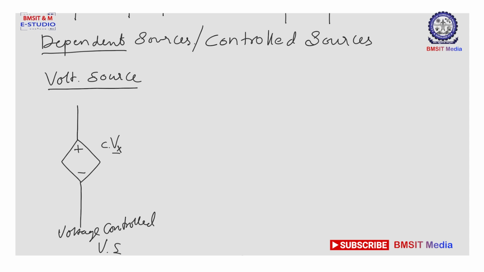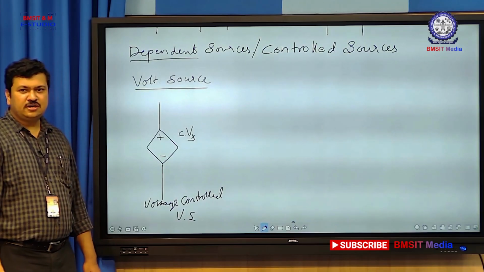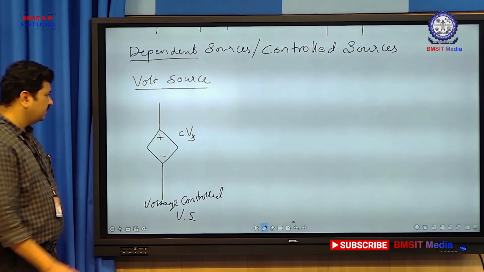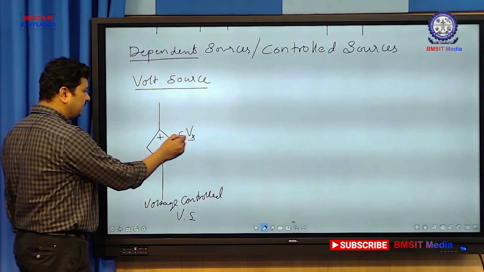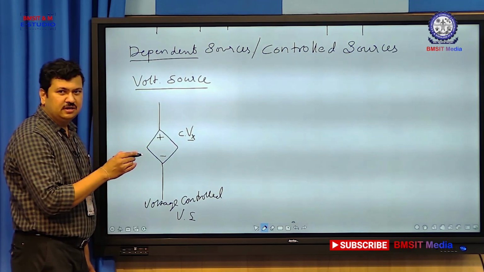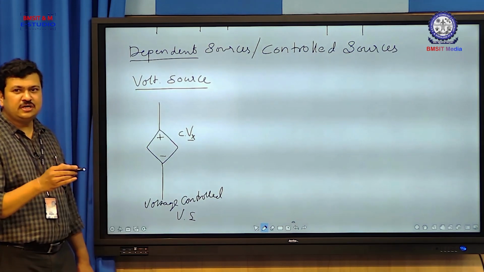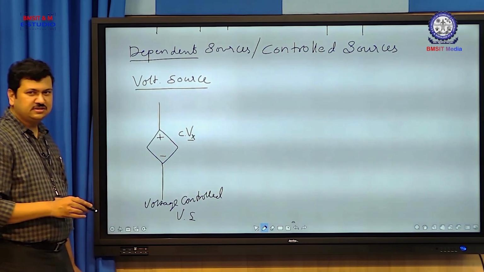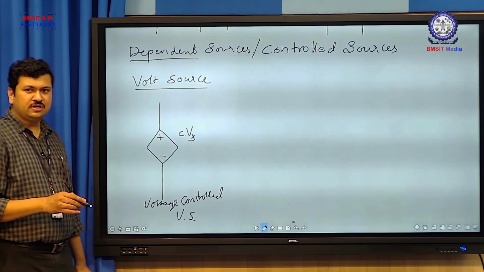I can consider this as a voltage controlled voltage source or voltage dependent voltage source, because this is a voltage source which is depending upon the value Vx, where Vx is the voltage across any other element in the same circuit. Therefore, I can categorize this as a voltage controlled voltage source.